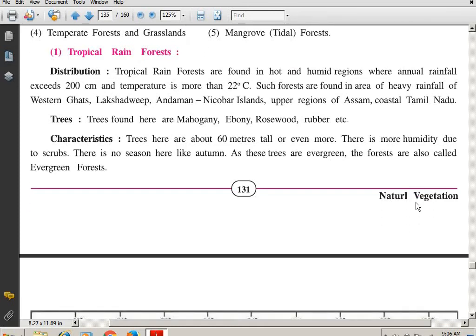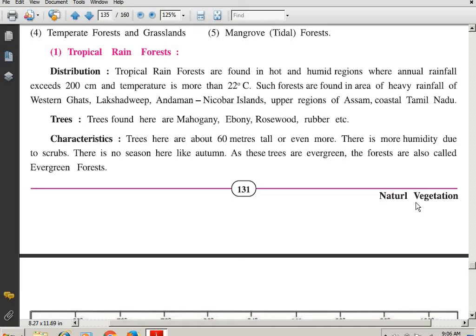Now, the characteristics are, trees here are about 60 meters tall or even more. There is more humidity due to shrubs. There is no season here like autumn. As these trees are evergreen, the forests are also called evergreen forests. So students, the tropical rainforest also has another name. And what is the other name?